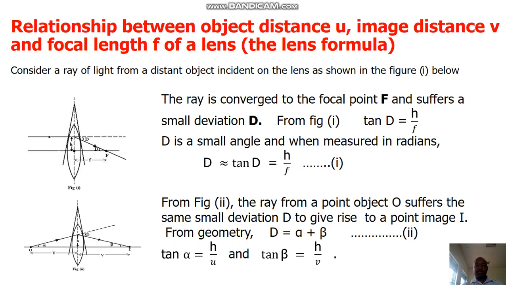D is a small angle, and when measured in radians, d is approximately equal to tan d, which equals h over f. From figure 2, the ray from a point object O suffers the same small deviation d to give rise to a point image I. From geometry, d equals alpha plus beta. Tan alpha equals h over u, and tan beta equals h over v.